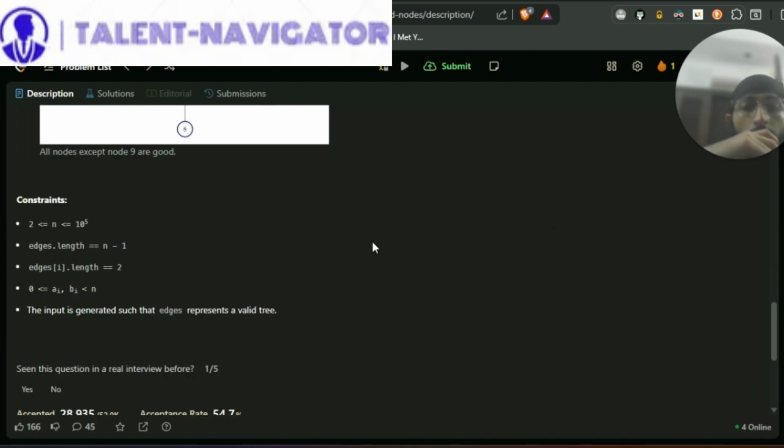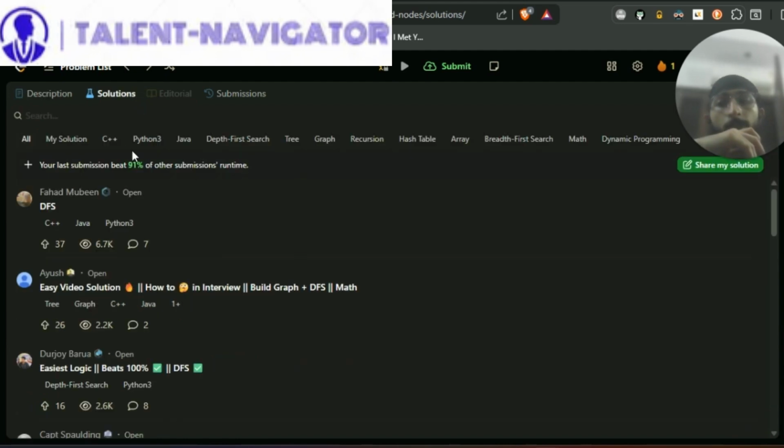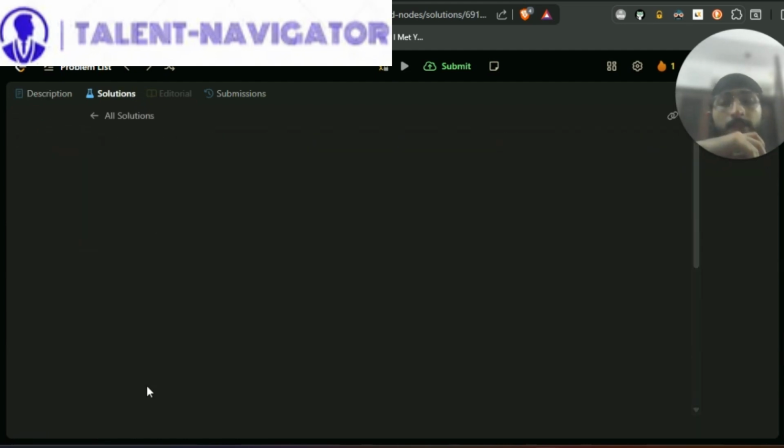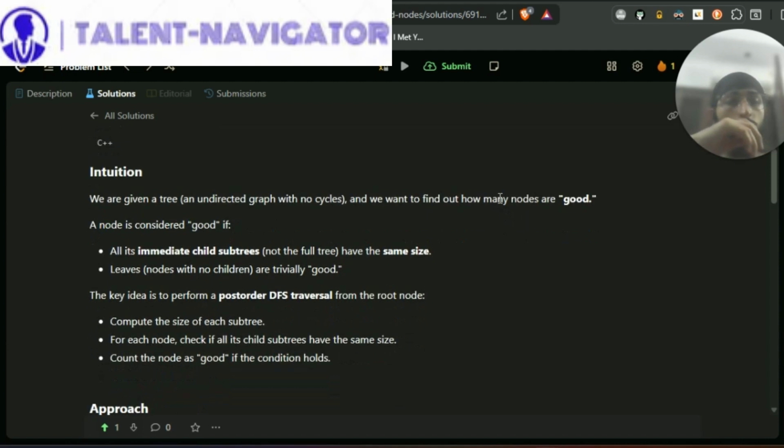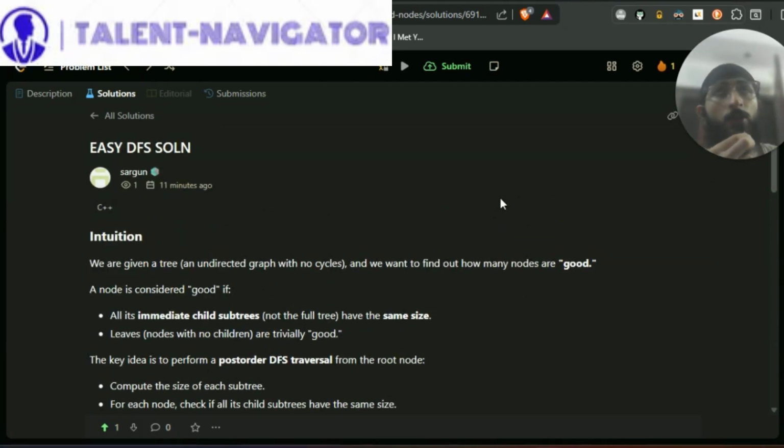So now let us go over the solution. I have posted my solution, and let us see how we approach this. We're going to approach it using a normal DFS, because you can see we are recursively traversing the tree. So the intuition is that we are given a tree, which is an undirected graph with no cycles, and we want to find out how many nodes are good.